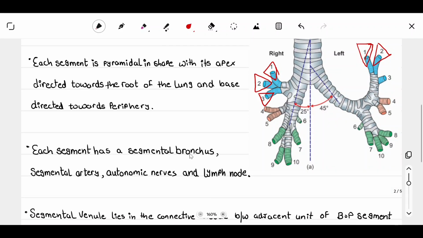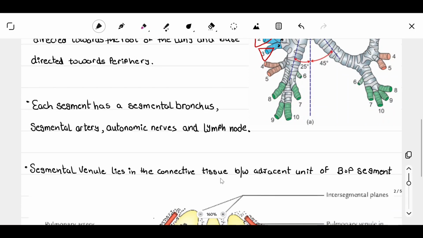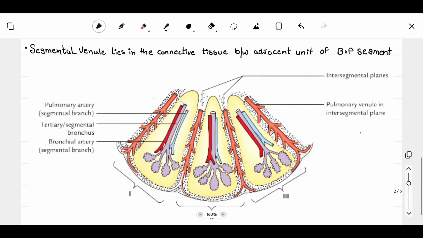Each segment has a segmental bronchus, segmental artery, autonomic nerves and lymph nodes. So here each segment has its own segmental bronchus. This is our segmental bronchus. Its artery, we'll be shortly covering, and its separate lymph nodes. The segmental venule lies in the connective tissue between the adjacent units of bronchopulmonary segments. So these are the segments which I have told you right now.